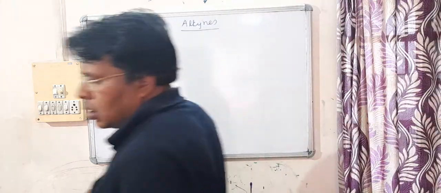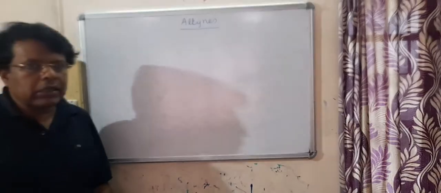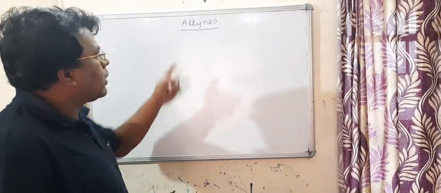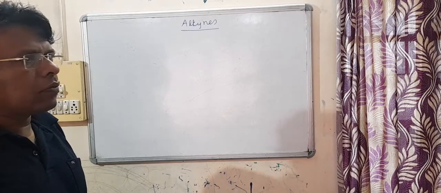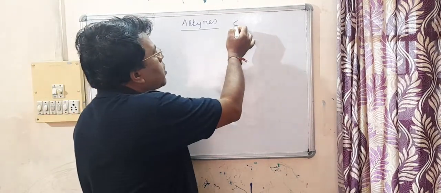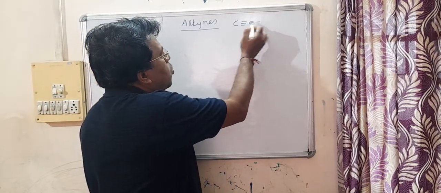Good morning, children. So let us discuss here alkynes. Alkynes are hydrocarbons which have in them a carbon-carbon triple bond.